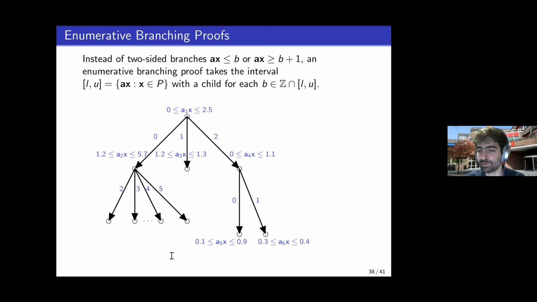So clearly it's integer infeasible, right? Because there are no integers between 0.3 and 0.4. So this is also a proof of integer infeasibility. So that's what an enumerative branching proof looks like.